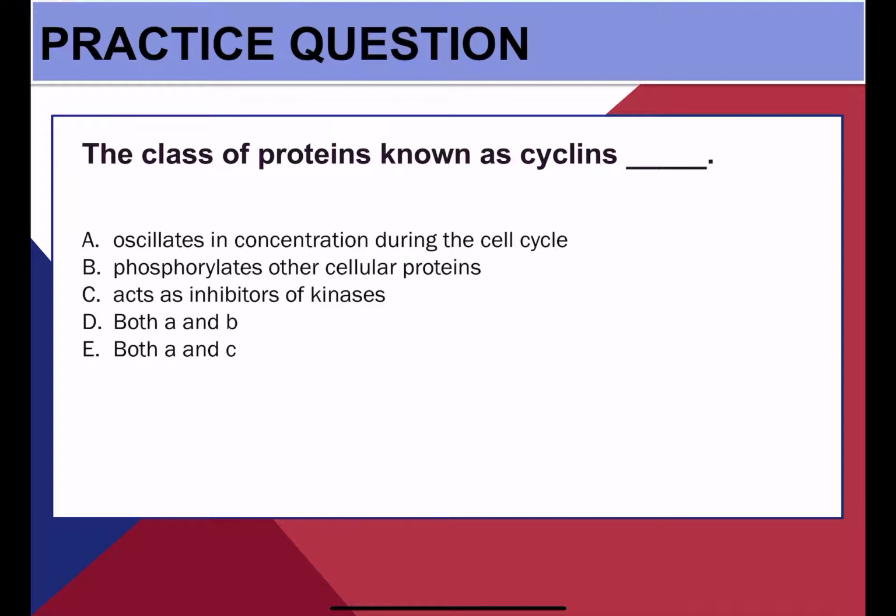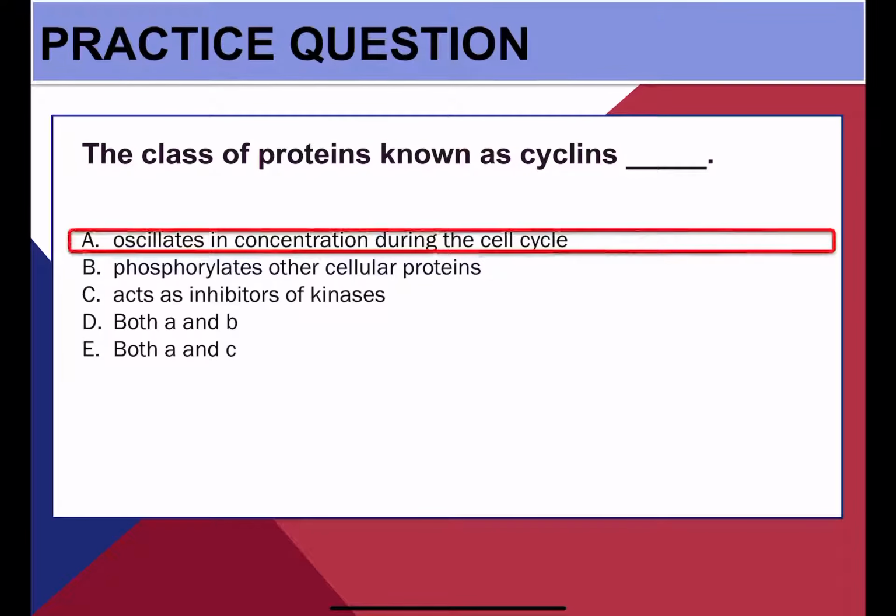The class of proteins known as cyclins oscillates in concentration during the cell cycle. It doesn't phosphorylate other cellular proteins. What does phosphorylation? CDKs, not cyclins. Cyclin is just there to bind to CDK. CDKs are the ones that phosphorylate other proteins and activate other processes. They don't act as inhibitors of kinases. If anything, they bind and activate kinases.